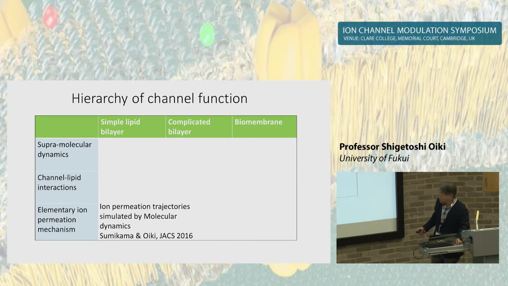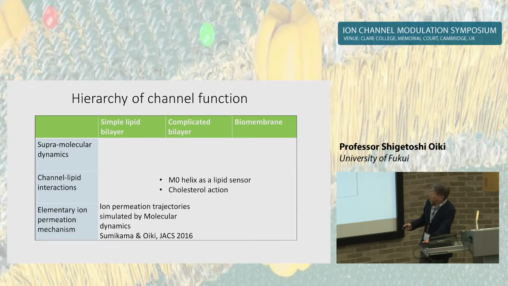Unfortunately, I don't have time to show this result, but you can see this paper. And in the channel-lipid interaction, we need to make a complicated membrane with a defined and asymmetric composition. Through this method, we found the lipid sensor. The N-terminal helix senses the lipid composition of the inner leaflet of the membrane. And also, we showed the cholesterol action on the KcsA channel.